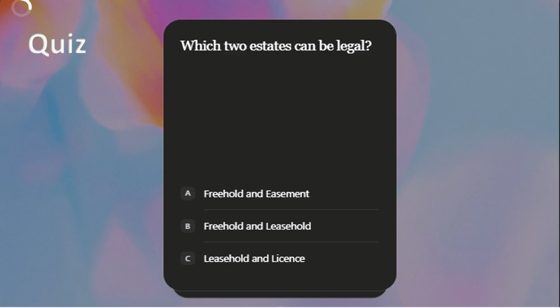Okay, question number 3. Which two estates can be legal? A. Freehold and easement. B. Freehold and leasehold. And C. Leasehold and license. And the answer should be B. So really important. We've got two types of estate, freehold and leasehold, or obviously those fancy old archaic terms like fee simple absolute in possession, and so on.